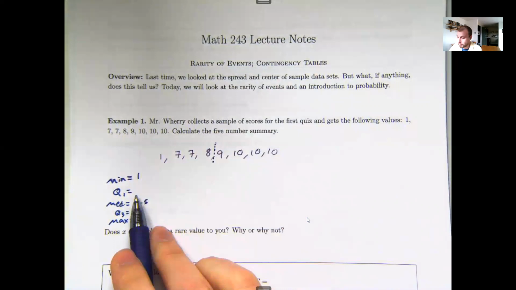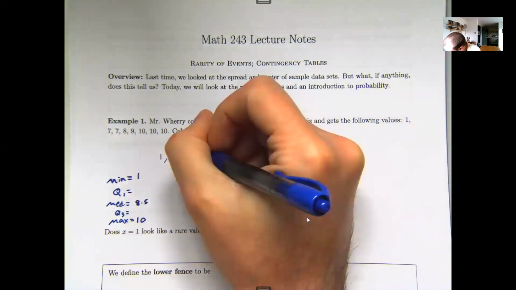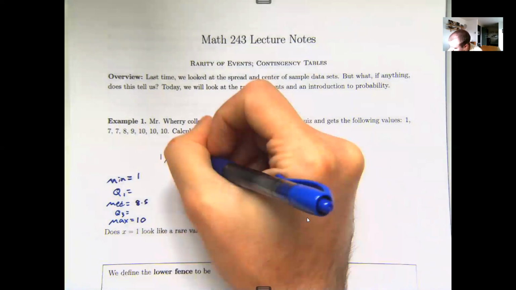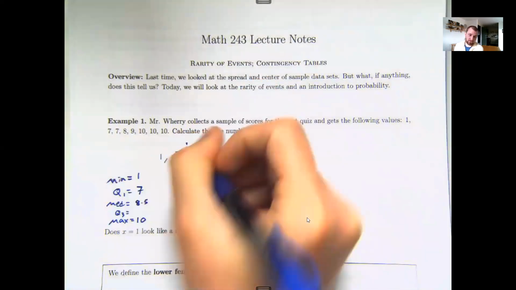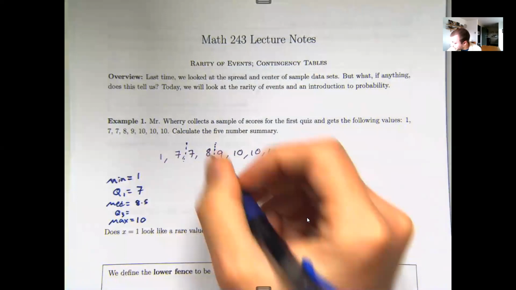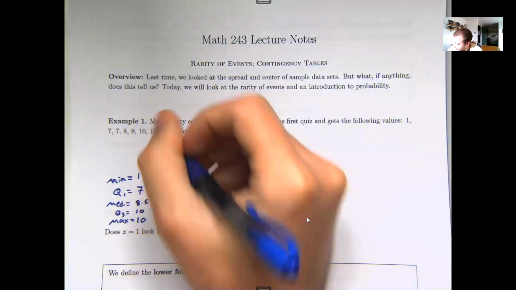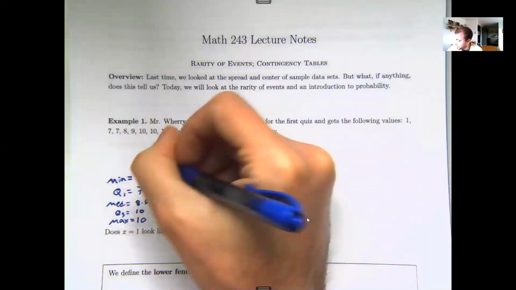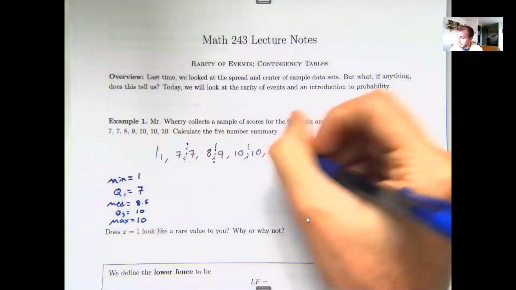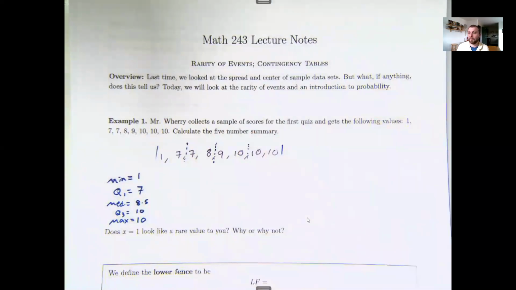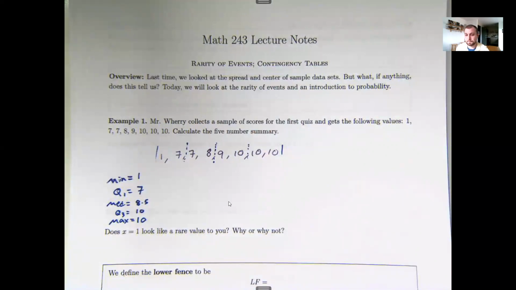Q1, this is the middle of the lower half. So if I have 4 values, halfway in that is between 7 and 7, which is 7. For the upper half, I have halfway between 10 and 10. That gives me 10. So if I have the minimum, Q1, the median, Q3, and the maximum, I've broken my data up into 4 quarters. That's why this is called the first quartile, or Q1. It's 1/4 of the way in. And that's why this is called the third quartile. It's 1, 2, 3/4 of the way into the data set.